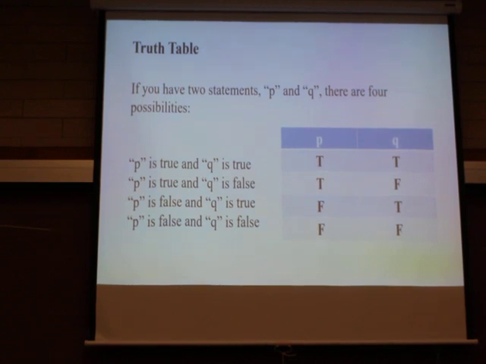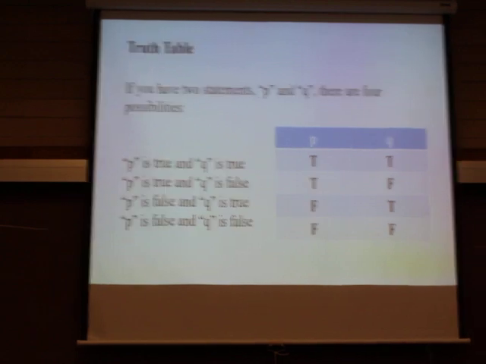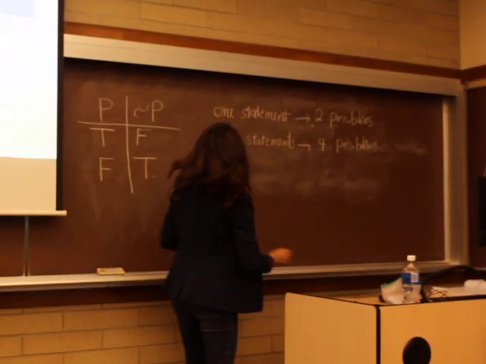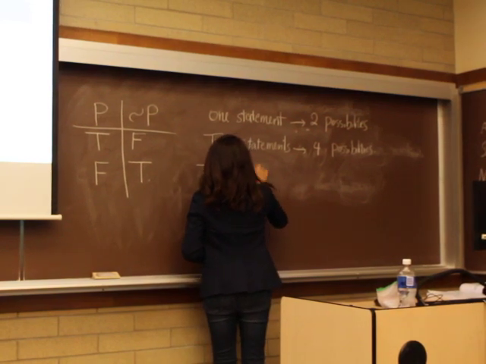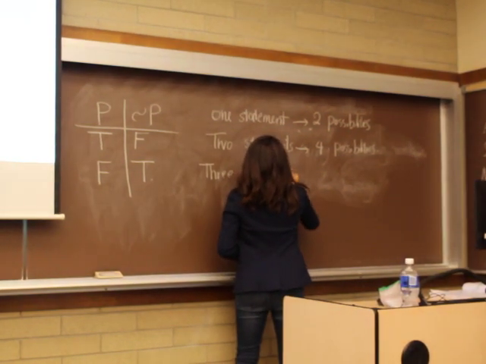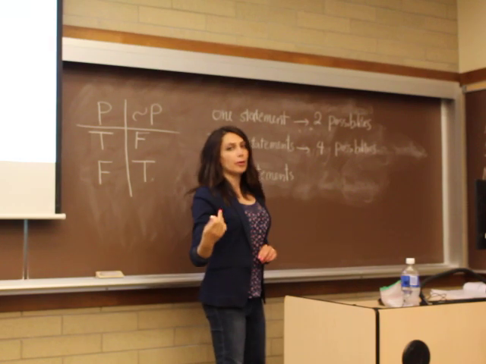Well, I have 1 statement, I have 2 possibilities. 2 statements, I have 4 possibilities. What if I have 3 statements? For example, I have P, Q, and R.